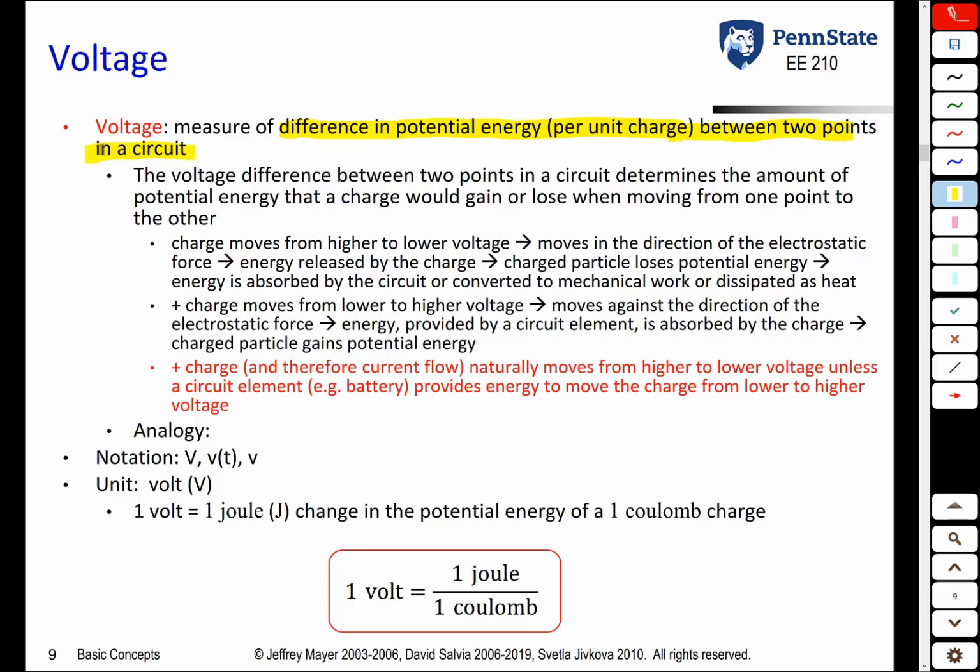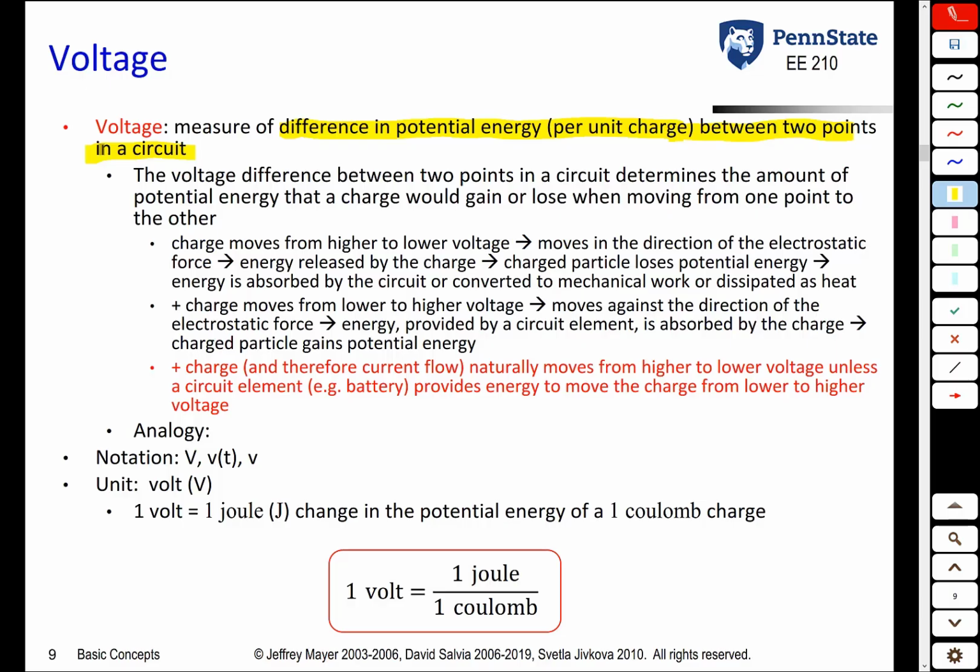That's like a ball rolling down a hill. That energy that it loses is absorbed by the circuit and converted to mechanical work or dissipated as heat. So for example, it could cause a speaker to vibrate, it could cause a motor to move, it could cause a light to light. So the energy that is lost by the charge as it goes from higher to lower voltage is picked up by the circuit to do useful work.